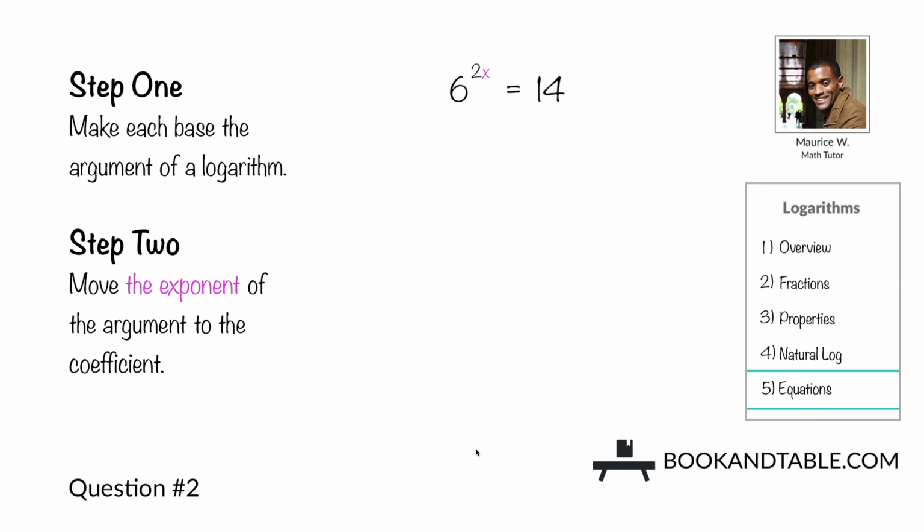Let's now have a look at question number 2. We wanted to solve for x, and 6 raised to a power of 2x is equal to 14. Step 1, we want to take the log of both sides. So we'll make each base the argument of a logarithm, giving us the log of 6 to a power of 2x is equal to the log of 14.